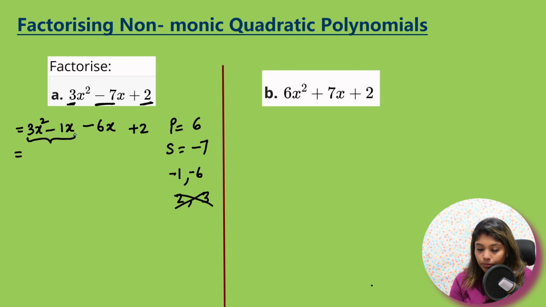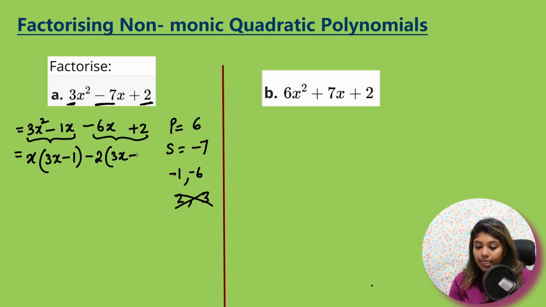So I group the first two terms and the last two terms. Now, for the first two terms, the common element is x. So I take x out. What remains is 3x and then -1. Now, look at these two terms. Again, same thing. There is a negative in the term, so take the negative out. And for the numbers 6 and 2, both are divisible by 2, so I take 2 out. So 2 times 3x gives me 6x. So 3x. And then negative times negative gives me positive. 2 times 1 gives me 2.